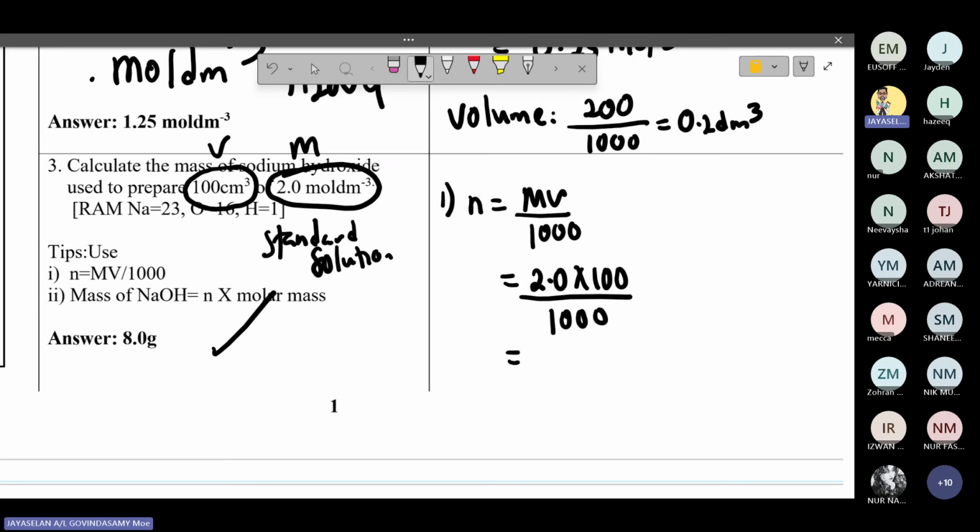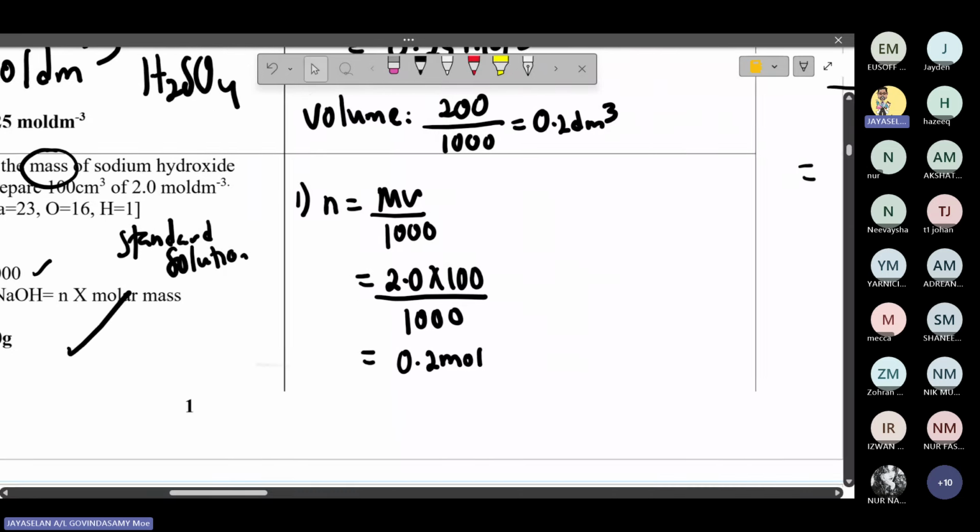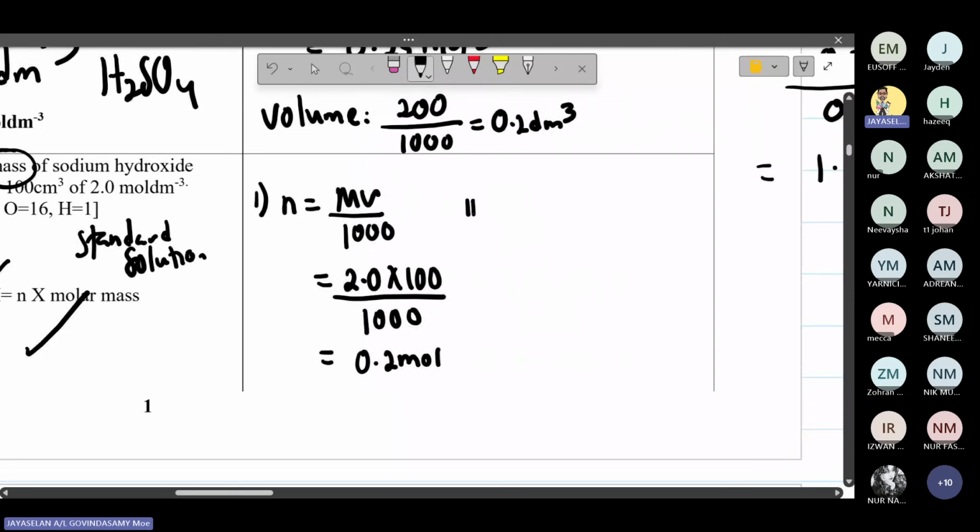So 200, so you will get 0.2 mole. Satu markah. So I already used this one. Now they want what? Erase this. Okay. So apa dia minta dalam you punya ni? Dia nak mass. They want the mass. Mass of sodium hydroxide. So what do you all do here?